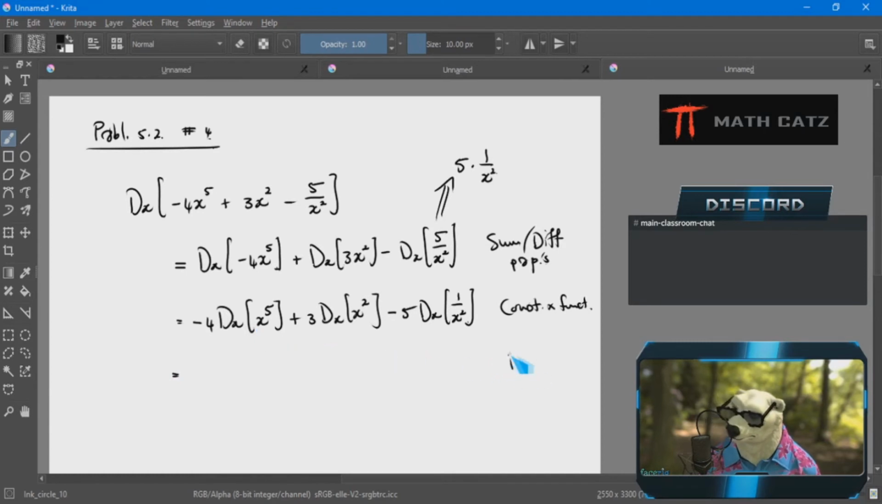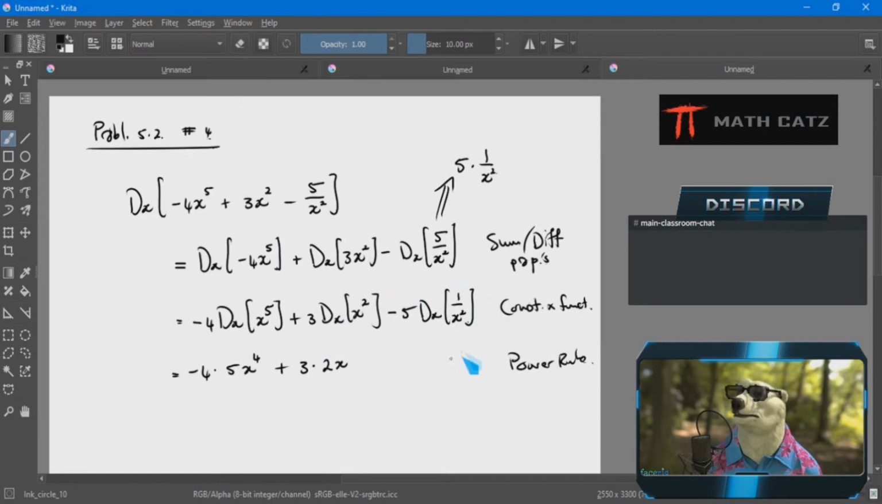Power rule time for the first one for sure. Whoops, rule. -4 stays in front. The 5 goes in front of the x, and the new power is 4. 3 is already in front. The 2 goes down. New power of x is 1. Write the 1 there if you want to. But because it's a 1, you don't have to. I'm not going to, because it looks weird.